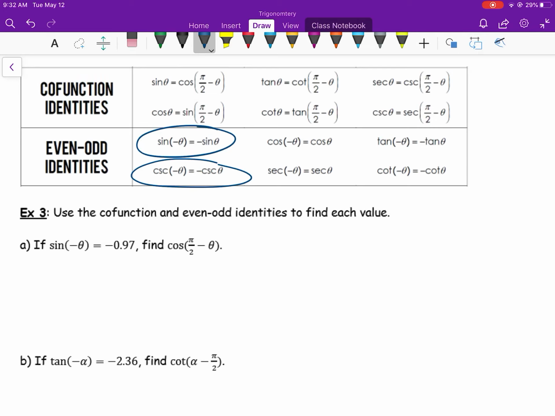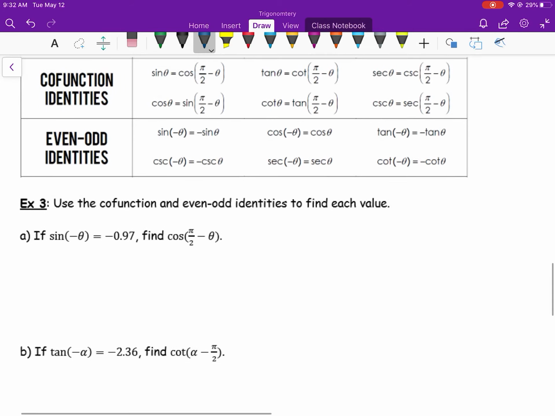Okay, but I need that in one of the examples. And then down here, these ones are your even-odd identities. Over here we have sine of negative theta is the same as negative sine of theta, and so on and so on. Write these properties down, have them listed somewhere so you can use them. All right, we're going to start example 3.